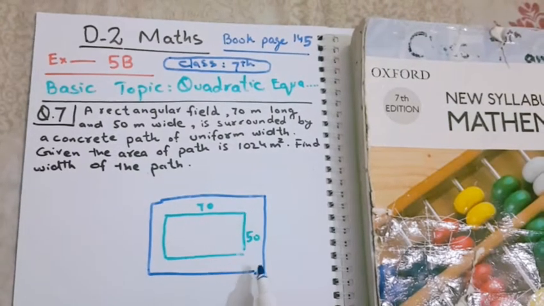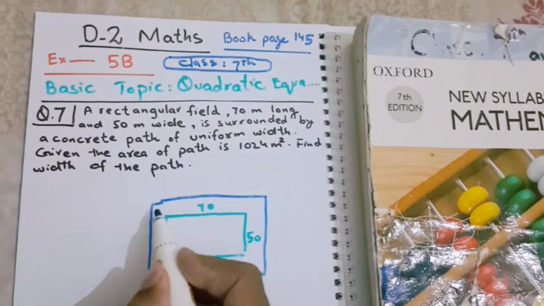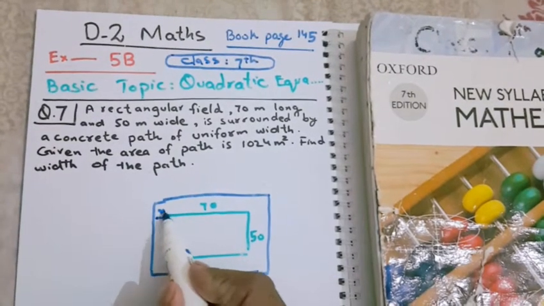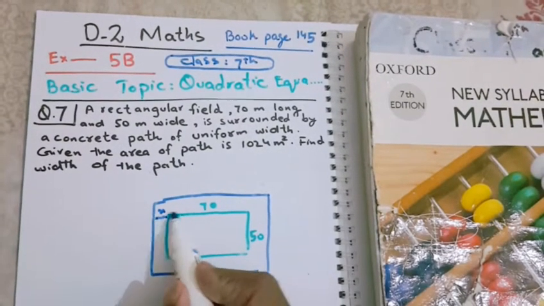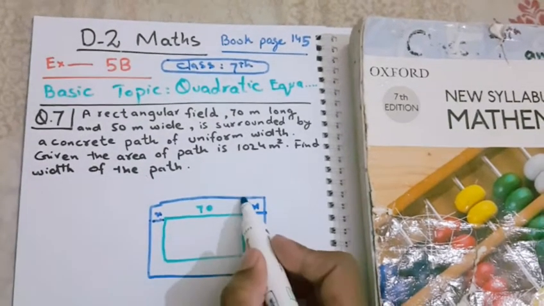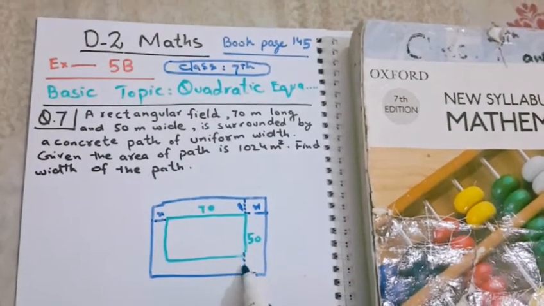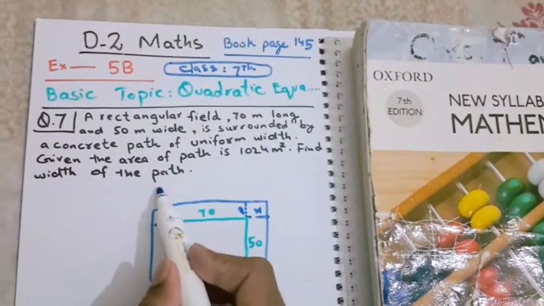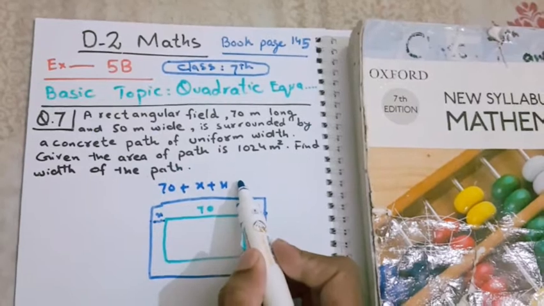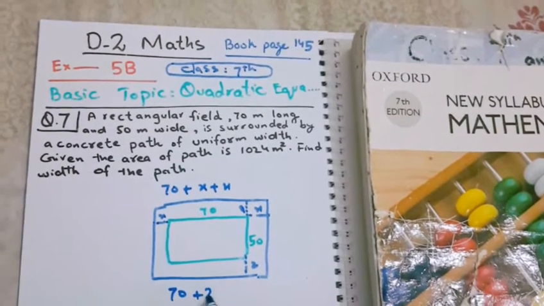Since it involves uniform width, that means if x is here, the length is being extended on each side by x, so x will be here as well. And the width is also x here and x here. That means the new length is 70 plus x plus x, which is basically 70 plus 2x.